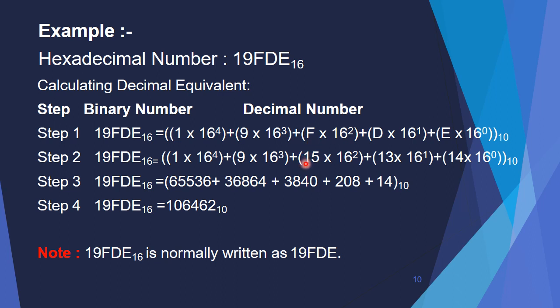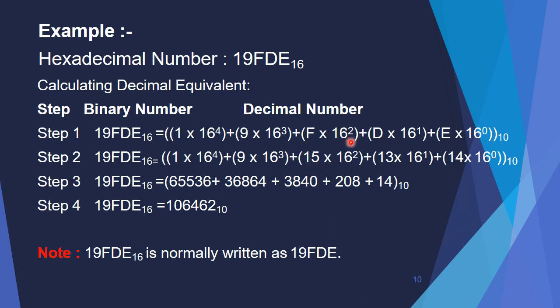We will keep, because I've told you in my previous slide also, A means 10, B means 11, C means 12, D means 13, E means 14, and the last, F, means how much? 15. So that's why the value of F over here I have kept 15.